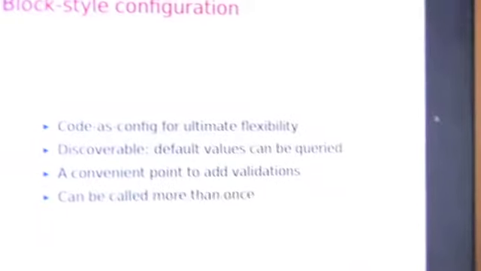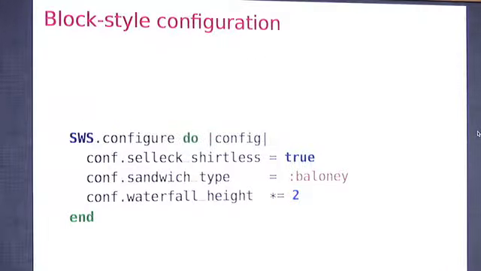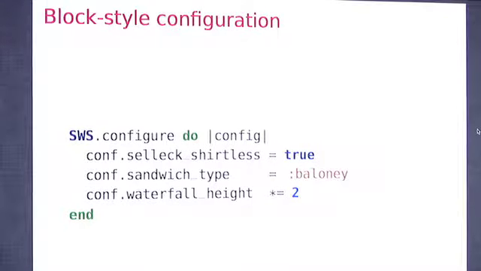One of the things that's less obvious about that is that it makes the configuration very discoverable. I don't know if you noticed, but back in this code, the last line there takes the waterfall height and multiplies it by 2. And you couldn't do that if you were just passing a hash of values in, because you would have no way of knowing what the default for that is. But here we can actually use the default value and then use that in setting a new value.